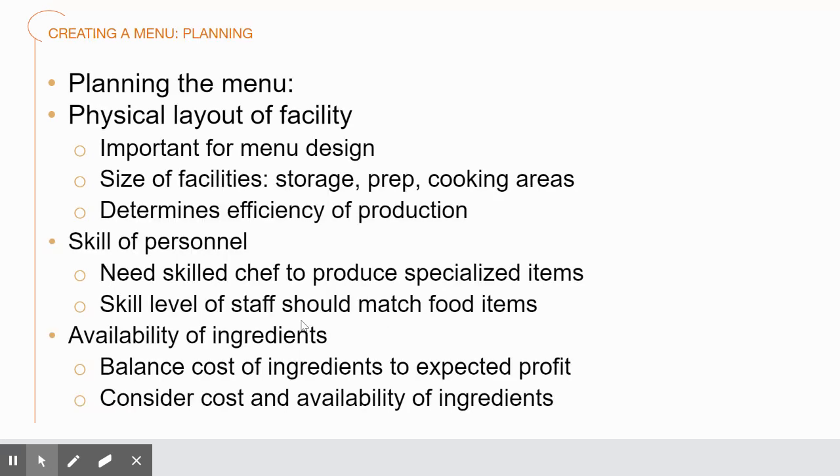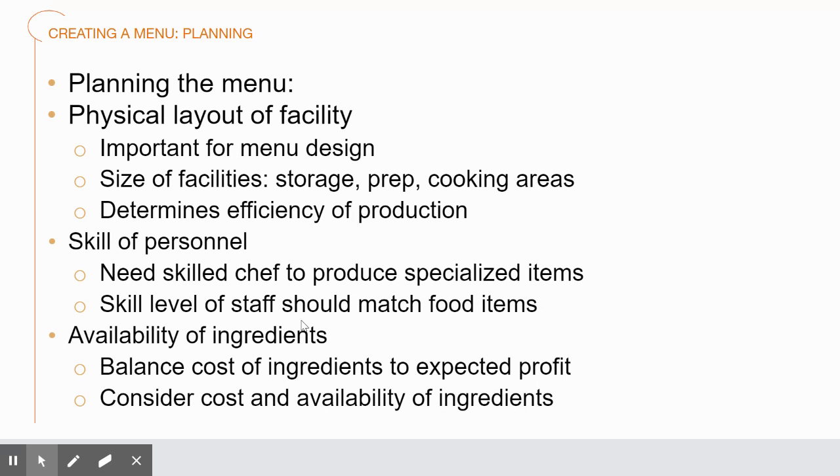So planning the menu is first. The very first thing that you really need to consider is the physical layout of the facility. So what is your size? What is your storage? What kind of prep area and cooking area do you have? You need to be efficient in your production of the food.